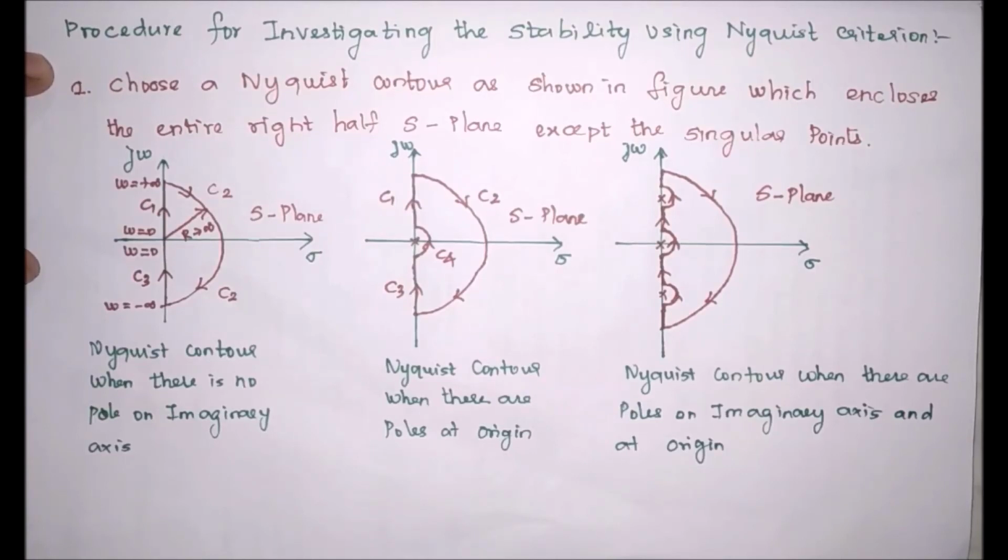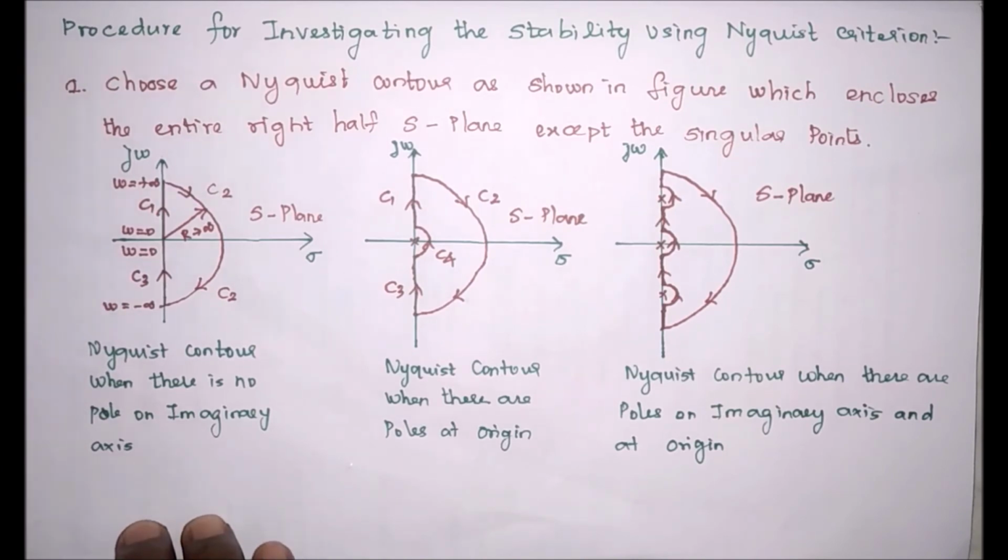In this video, we are going to see the procedure for investigating stability by using the Nyquist criterion. By using the Nyquist criterion, we are going to find the stability of a closed loop system from the open loop response. The following procedure can be followed to investigate the stability of a closed loop system from the knowledge of the open loop system by using the Nyquist stability criterion.